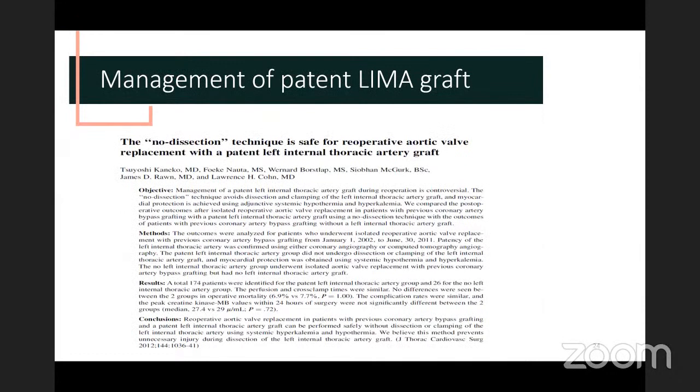The no-dissection technique for the LIMA has been proven to be safe. So not all the time do you need to dissect the LIMA and clamp it. In this technique, they only went for hyperkalemic cardioplegia or hyperkalemic arrest with moderate hypothermia, and their results showed that this technique is safe for redo patients, with a good outcome.